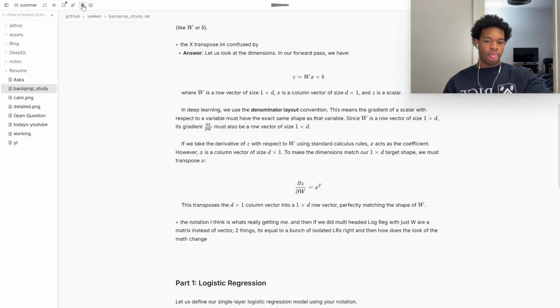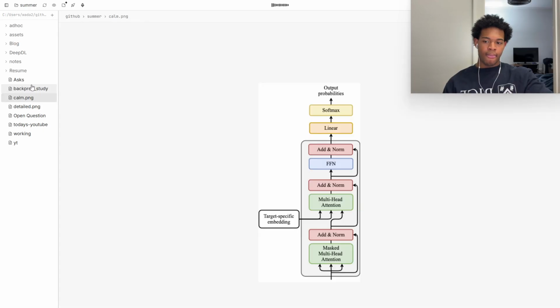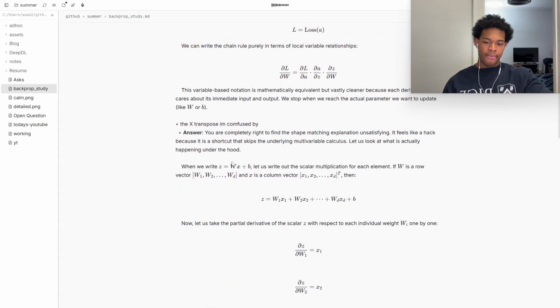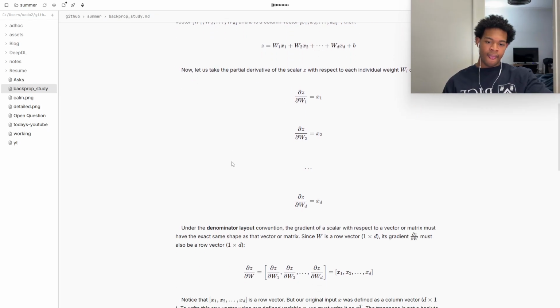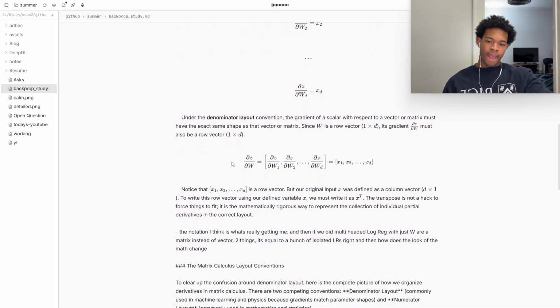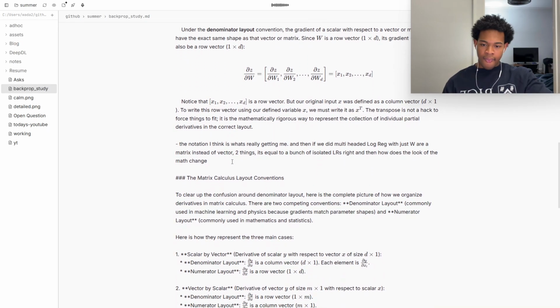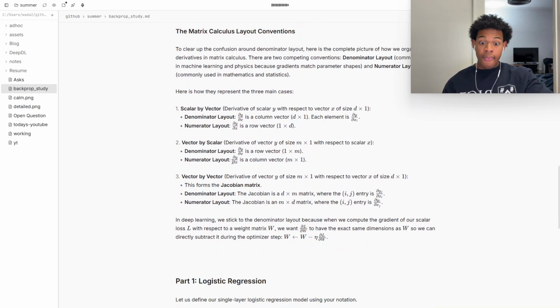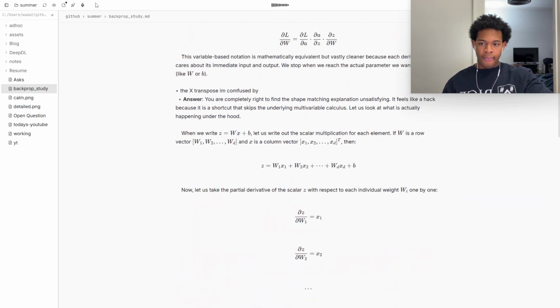I have updated the study guide to address both of your points. First, I replaced the shape matching explanation with a rigorous element by element derivation. It shows how taking the partial derivative with respect to each individual weight naturally produces a row vector of inputs, which mathematically requires the transpose of our column vector.